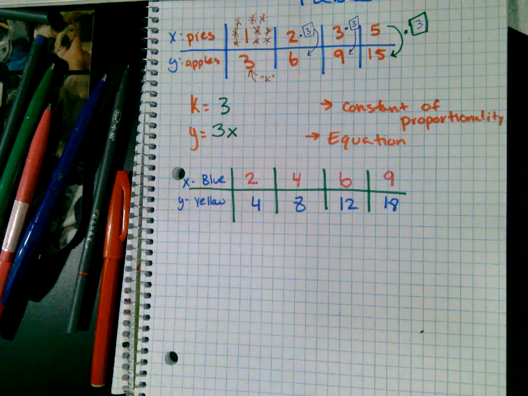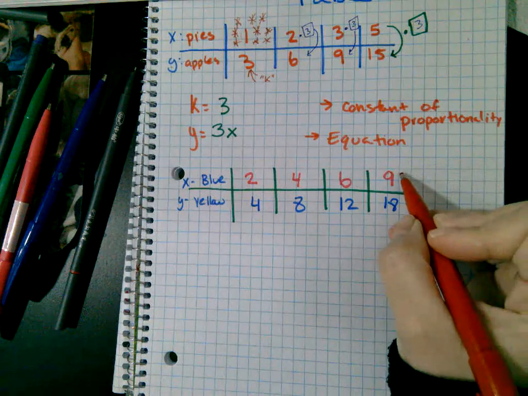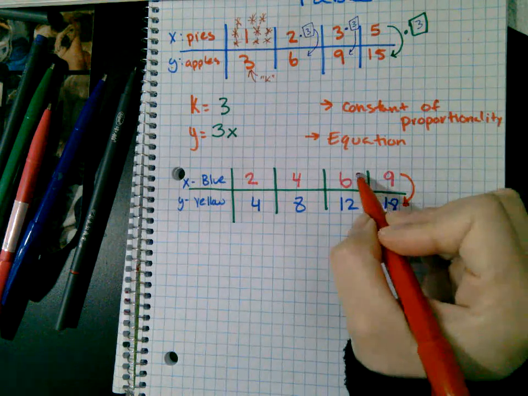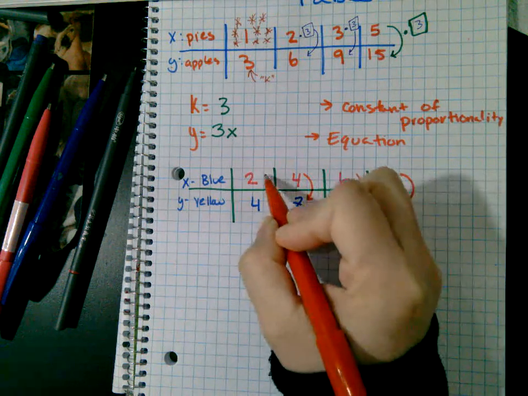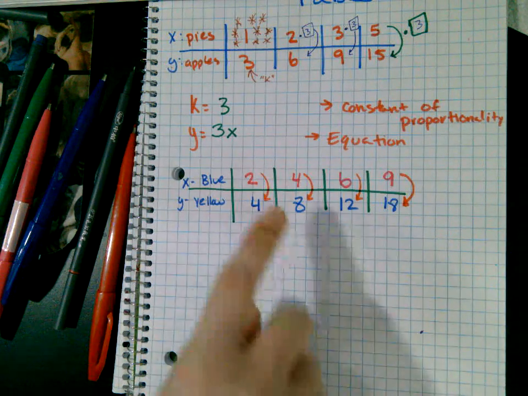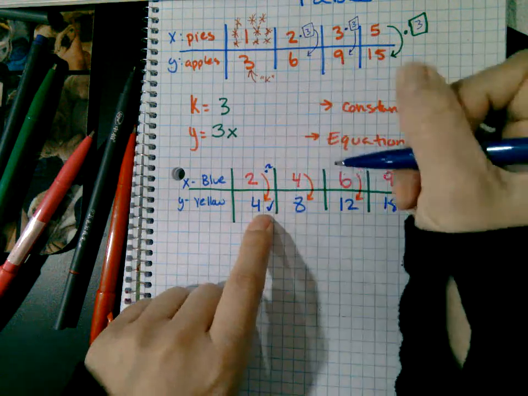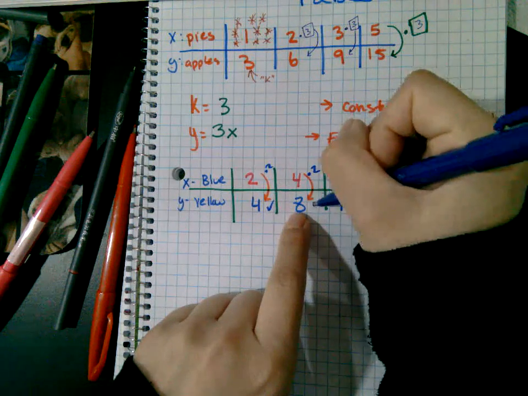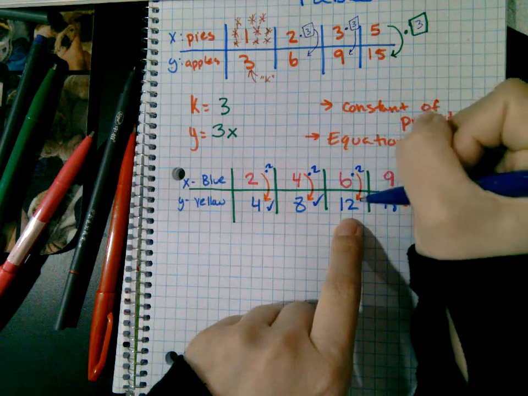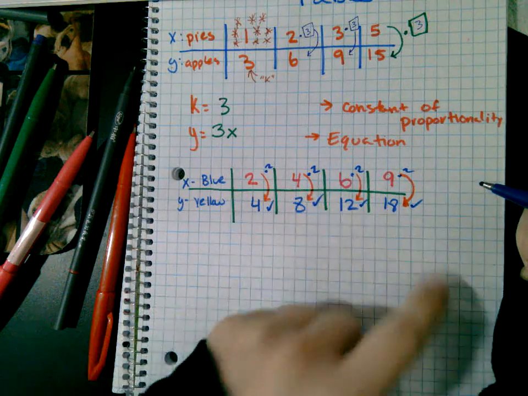So what we do is you ask yourself, okay, what did I multiply the top by to get to the bottom? What magical number did you multiply all of your x's by to get your y? 2. Is it 2 all the way across? Let's check. 2 times 2, 4. Good. 2 times 4, 8. Check. 6 times 2, 12. Check. 9 times 2, 18. Check. So we multiplied all of these by 2.